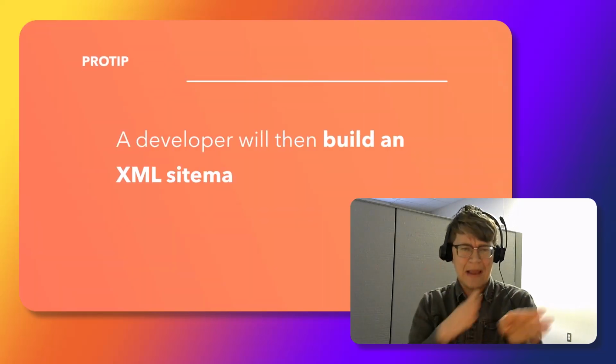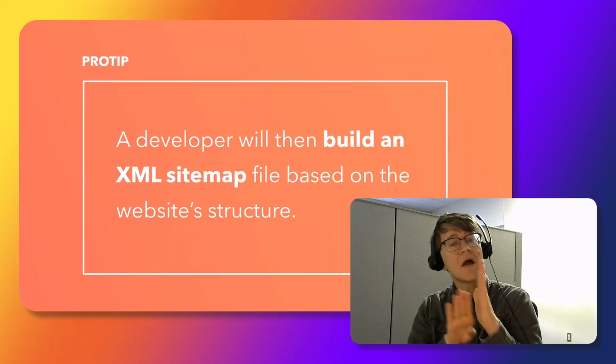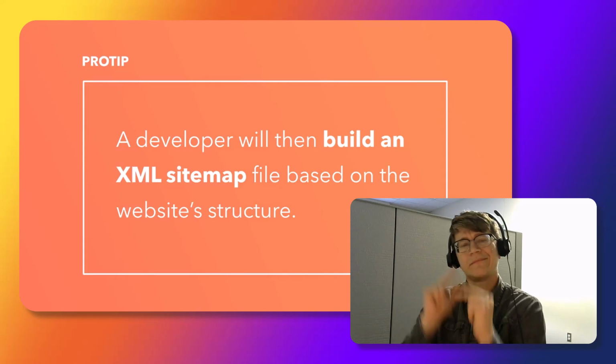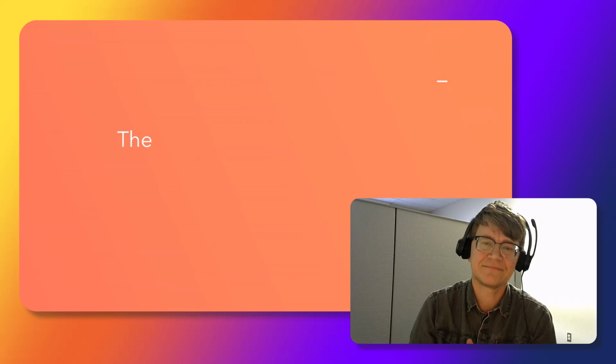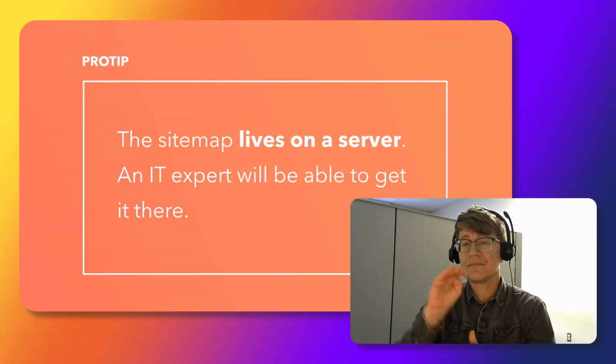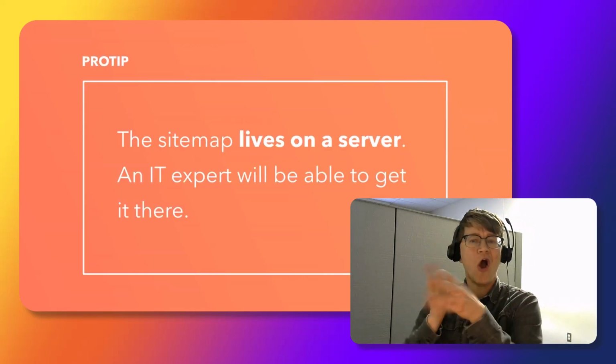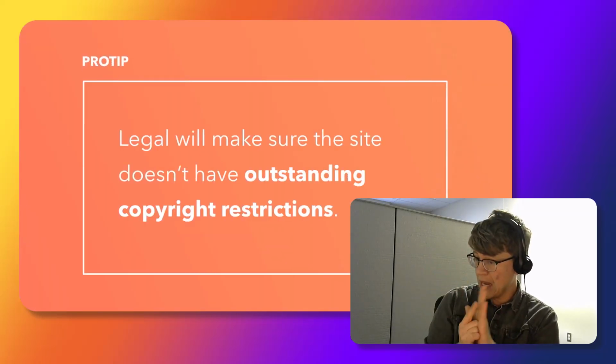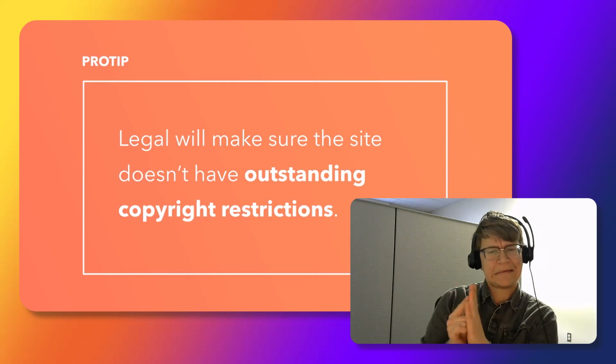Then, you need to consider your developer. A developer will then build an XML sitemap file based on the website structure. Your IT team or agency usually gets involved too, assuming that you're using your own servers or some servers that your IT team controls. The sitemap lives on the server. An IT expert will be able to get it there. And lastly, be sure to check with your legal team. Legal will make sure that the site doesn't have any outstanding copyright restrictions.